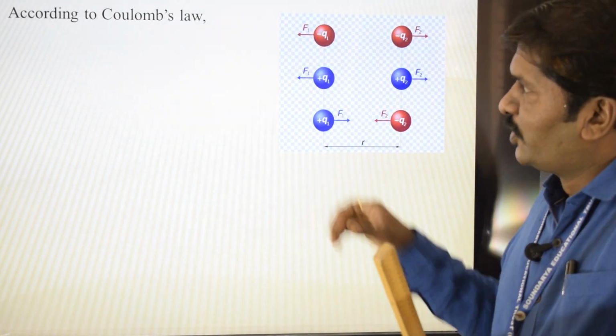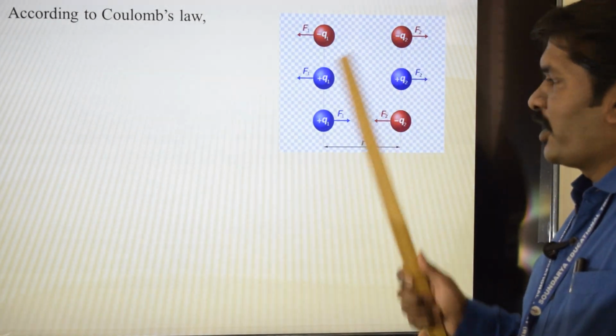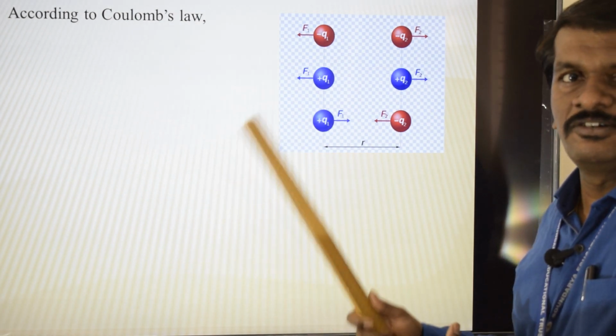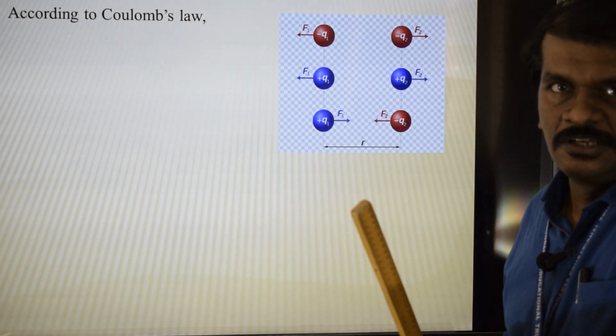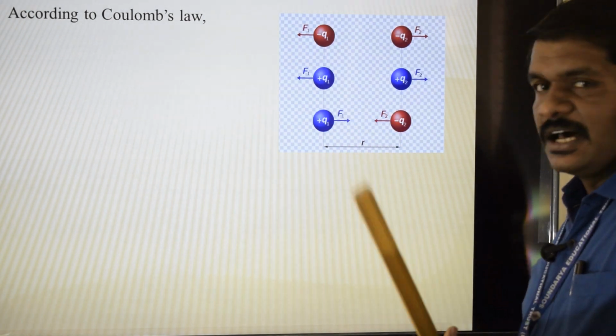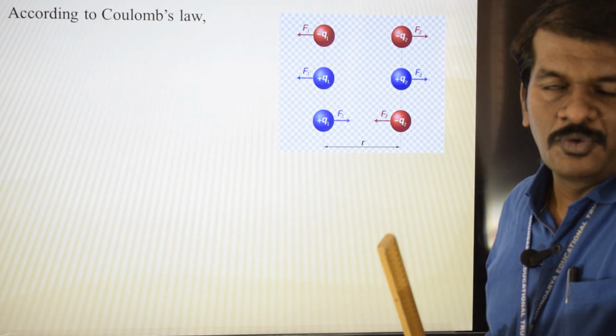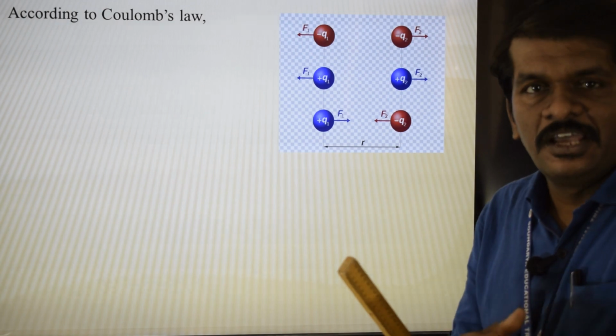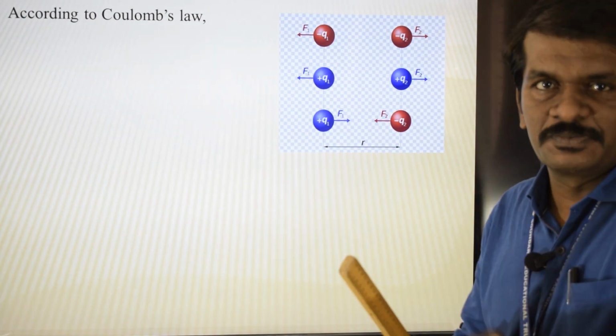So to explain Coulomb's law, let us consider two point charges, whether positive or negative, whatever may be the nature of the charge. These two are separated by a distance r in free space. What is this free space? We can take air or a vacuum as free space.